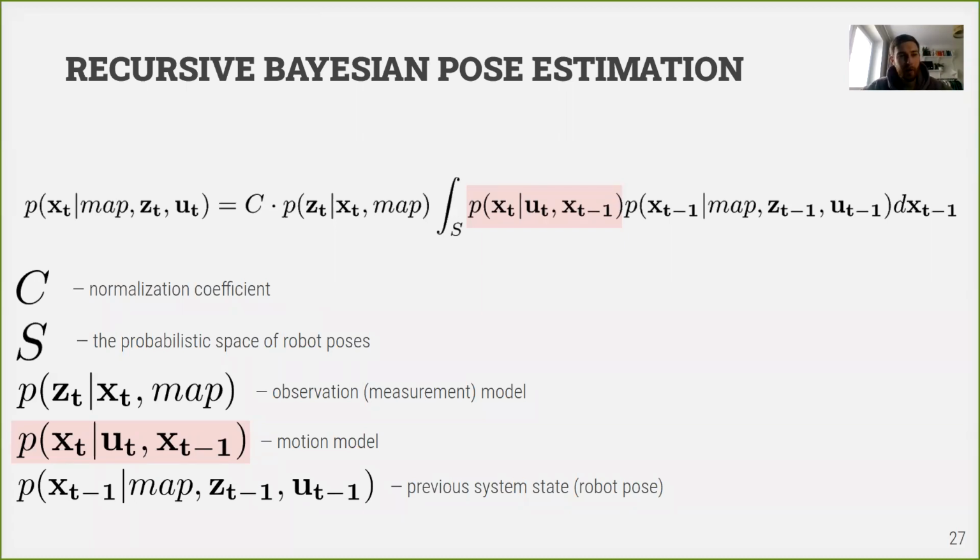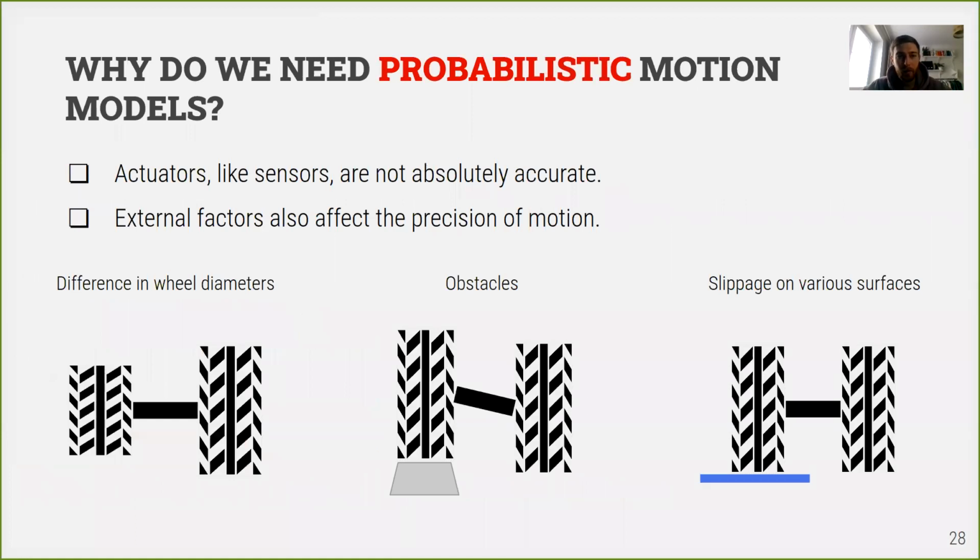And now we will talk about the most important concept here, probabilistic motion models. So once again, why do we need probabilities in our motion models?